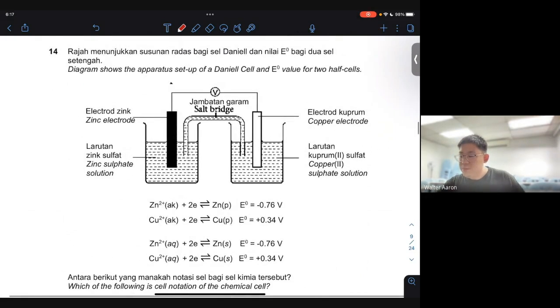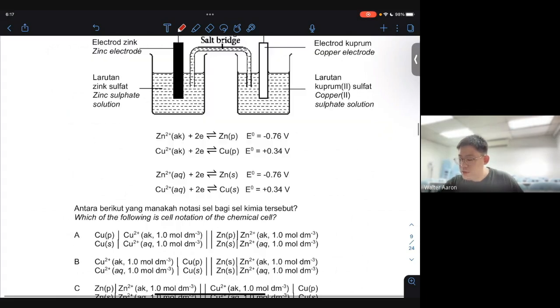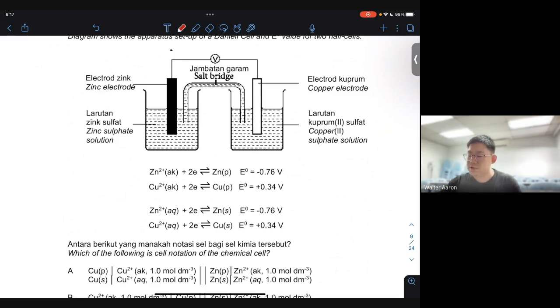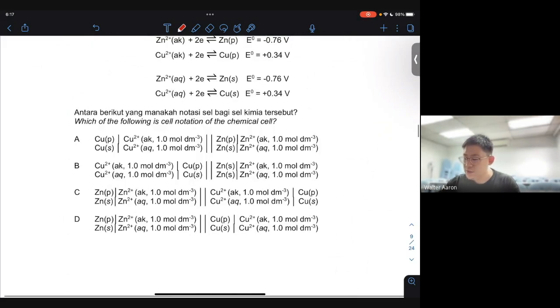Question 14 again shows the apparatus set up for a Daniell cell, and the E0 values for the two half-cells are shown over here. Which of the following is the cell notation of the chemical cell? We start with the left side, which is the zinc electrode first. So I would say A and B are out already. Make sure that if you put zinc as your first part, always remember that you have zinc followed by a boundary, and then zinc ions, followed by the concentration correctly.